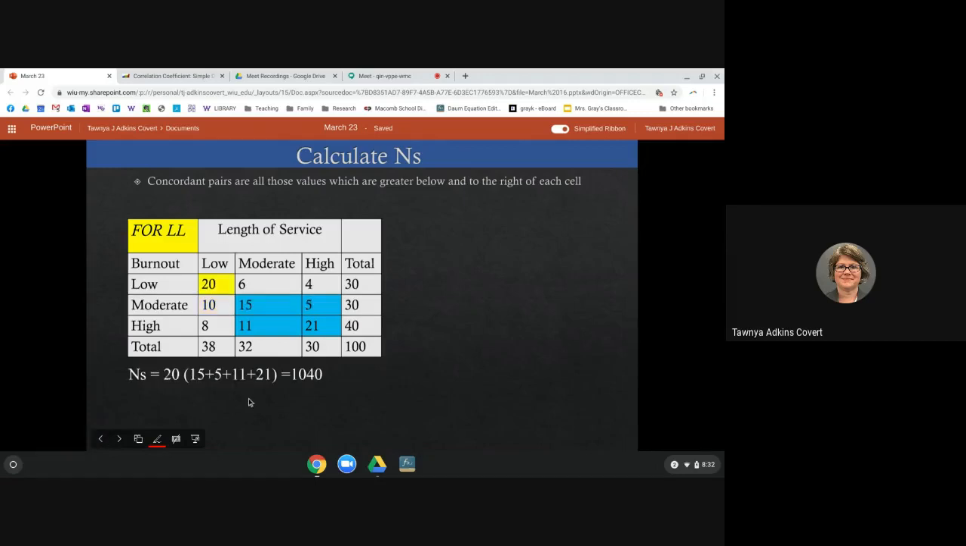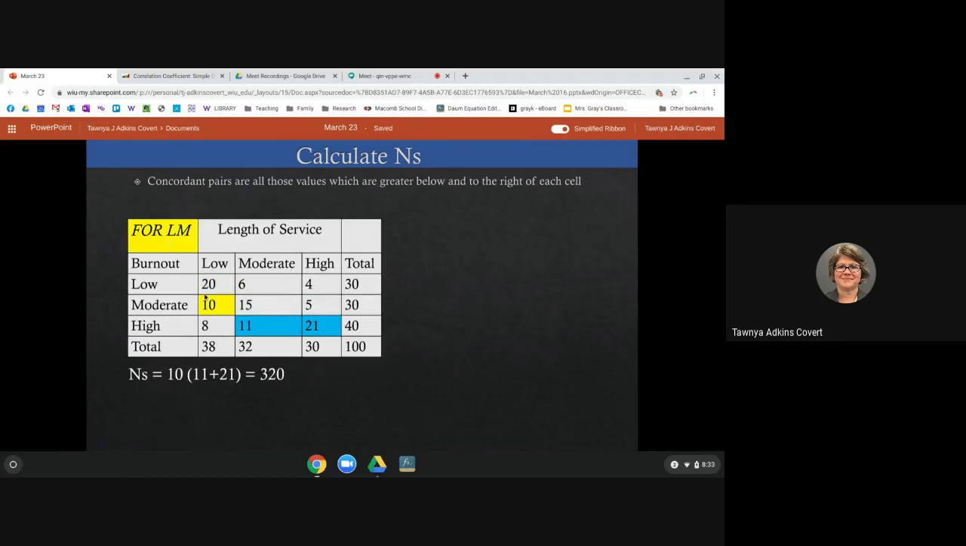Okay. Plus 5 plus 11 plus 21. So our value for NS for this particular cell, and we're going to do it for each cell on the table, is 1040. And then we're going to add those values together. So we're going to sum all of our concordant pairs, and then we're going to calculate and sum all of our discordant pairs.